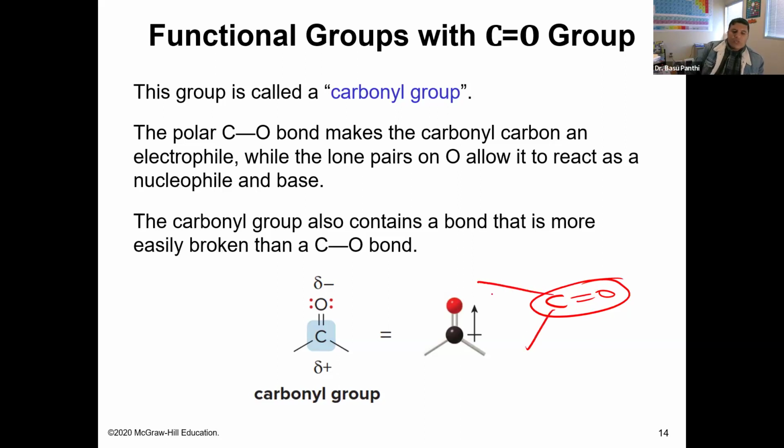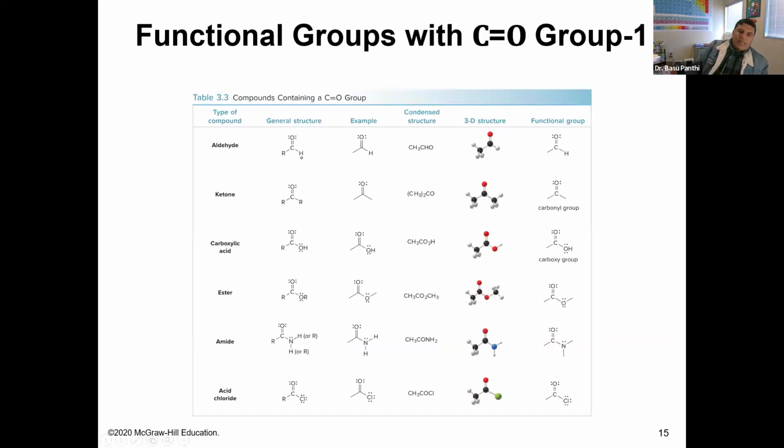So what are they? Let's look. Aldehyde: if one side is an alkyl group and the other side is hydrogen, that's called aldehyde. If both sides we have some alkyl group, not hydrogen, that's called ketone. If you have a hydroxy group on one side, OH, and an alkyl group on the other side, that's carboxylic acid. If on one side we have alkoxy, oxygen then alkyl group, and on the other side an alkyl group, that's ester. If on one side of the carbonyl group there is an amine or nitrogen, that's called amide.